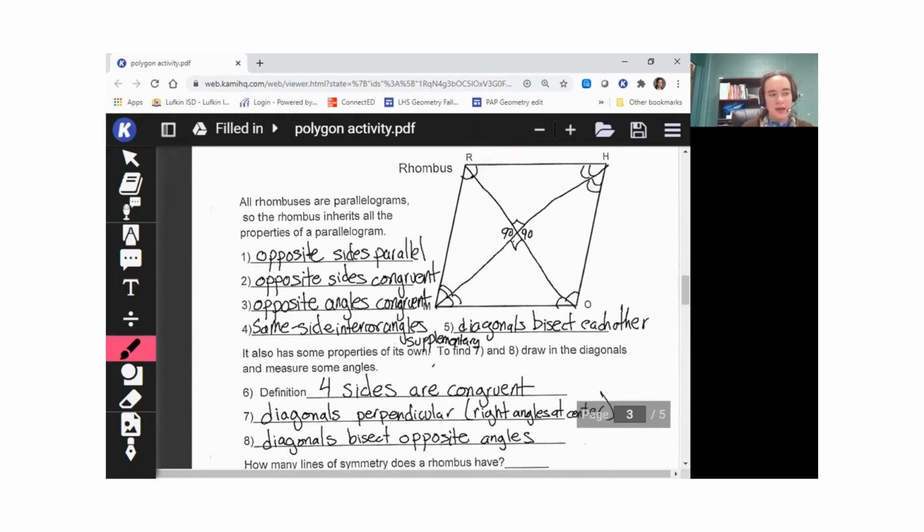Now, how many lines of symmetry does a rhombus have? So remember, it has to completely 100% match when you fold it. And it has 2 lines of symmetry, and the lines of symmetry in a rhombus are the diagonals.